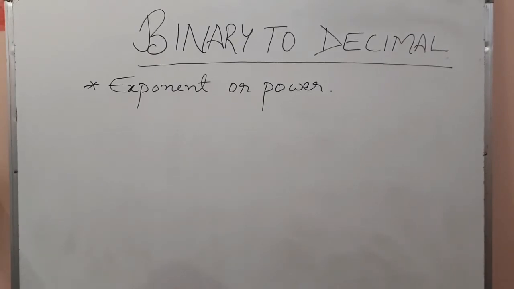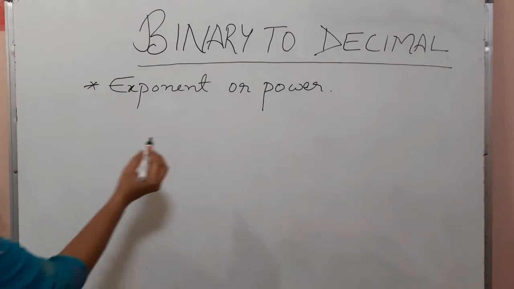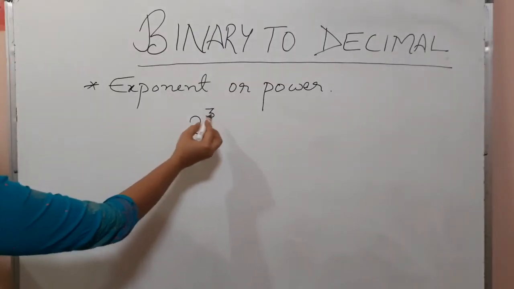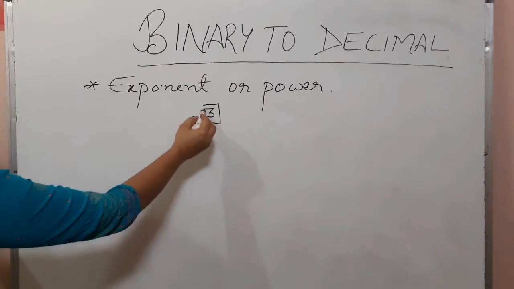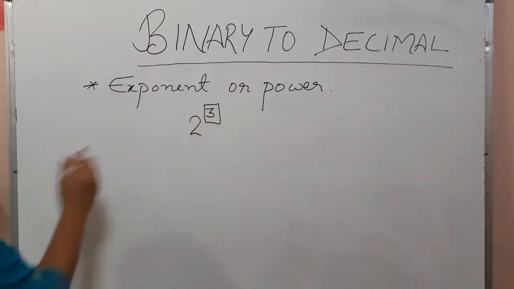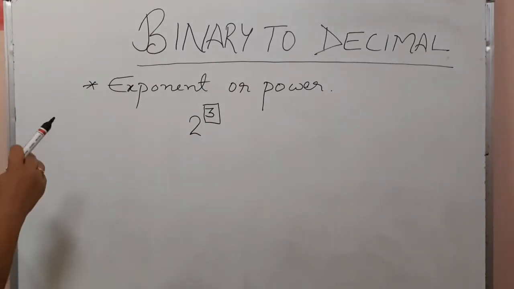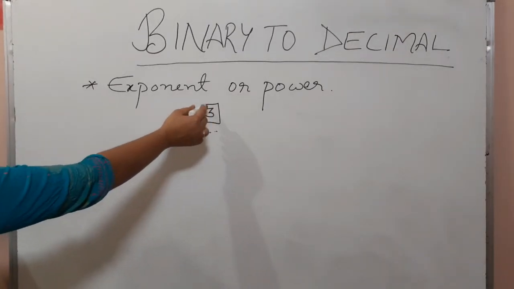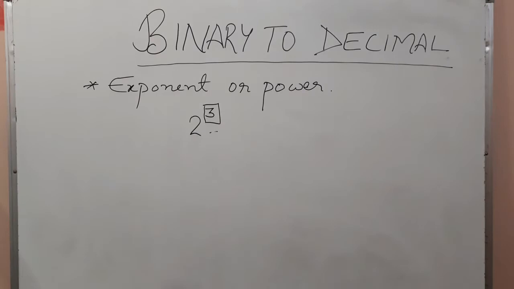Power is written in the form of superscript. For example, if I am writing 2 to the power 3, this 3 will be power of 2. So this 3 is in superscript form. Do you know what is superscript? Superscript is a letter which is written above the base line. So 3 here is power of 2. We can read it as 2 raised to the power 3.